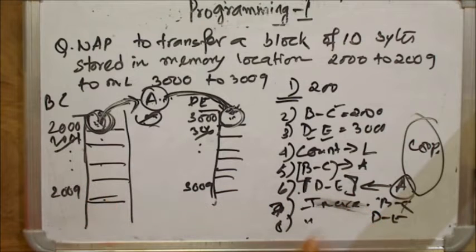This is the algorithm. Okay, how to do the program? Now let's do the program. So this is very simple. Now let's do it. It is very simple.